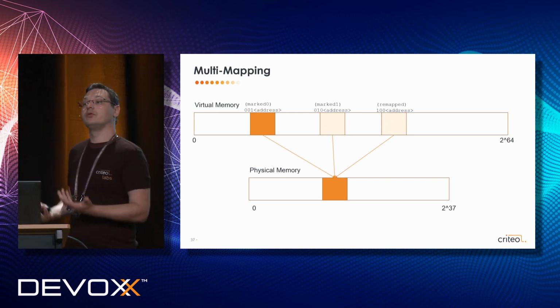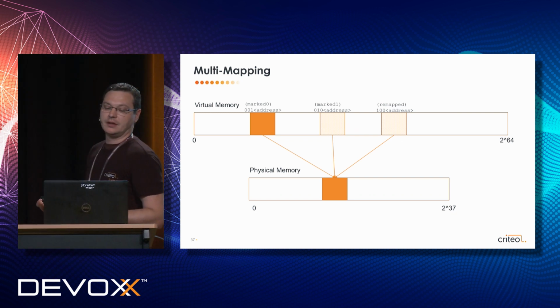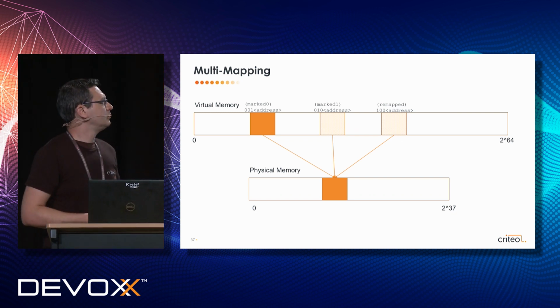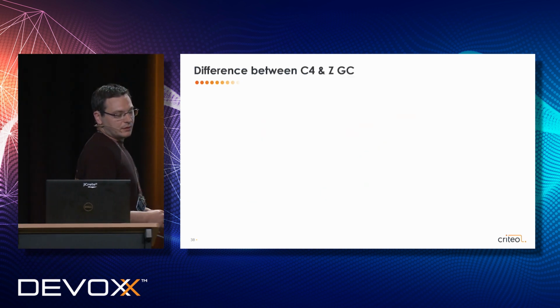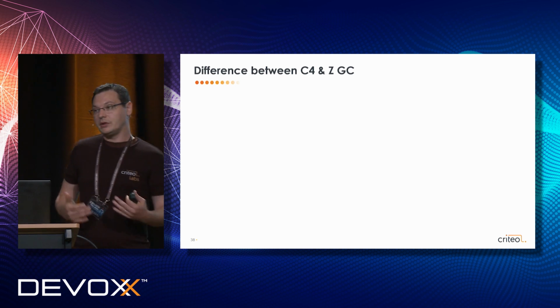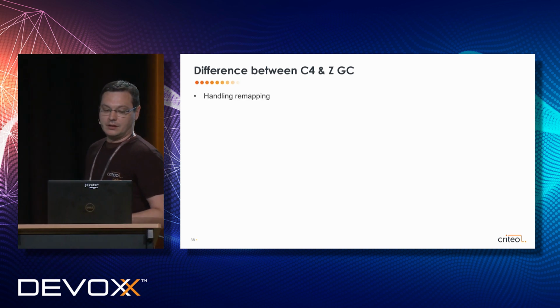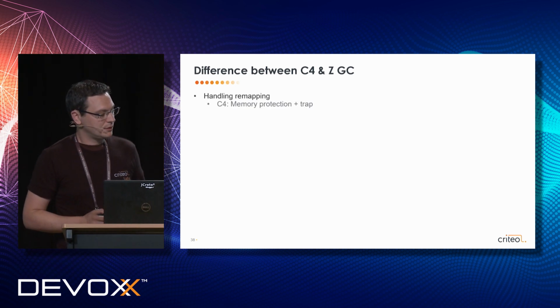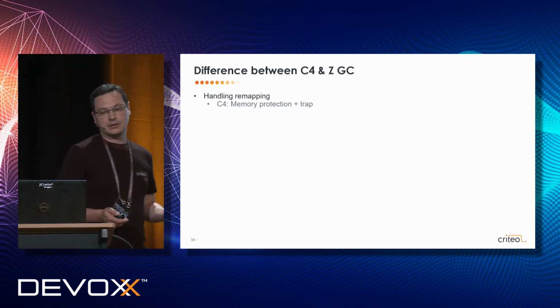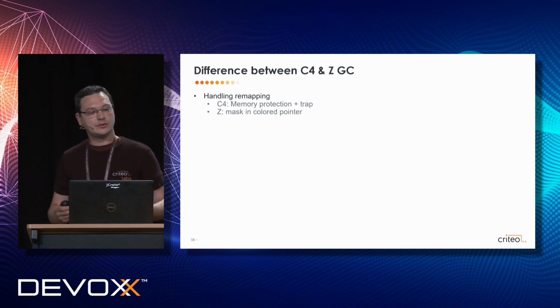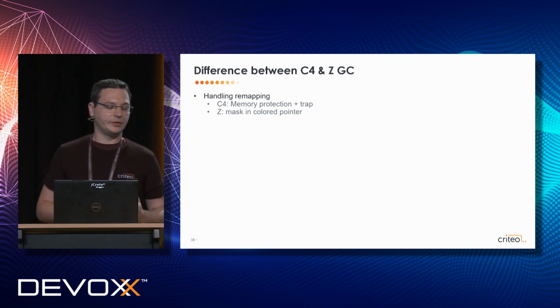So they are using more virtual memory, but we have plenty of it, and this trick works correctly. So what is the difference between C4 and ZGC then? The way they handle the remapping. C4 uses memory protection plus a trap handler. For that, they use and mask the colored pointer.